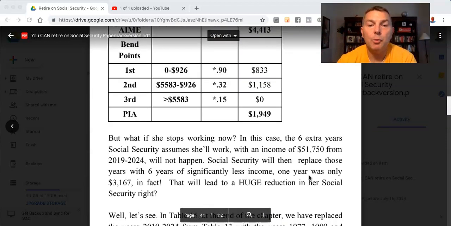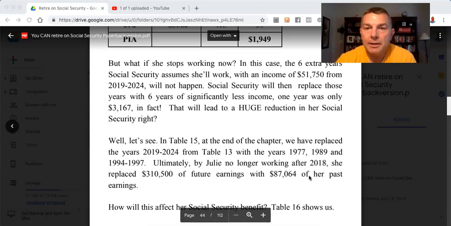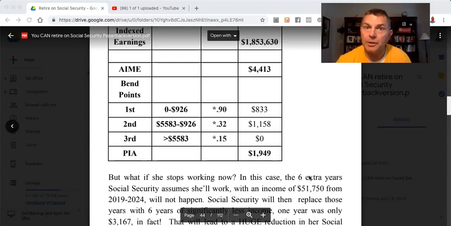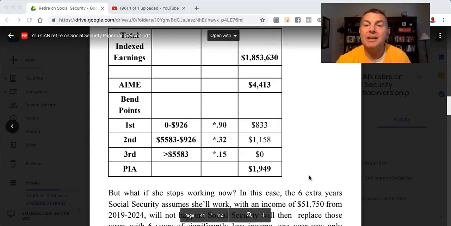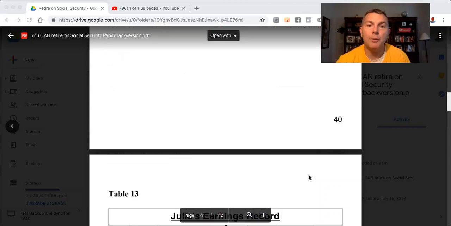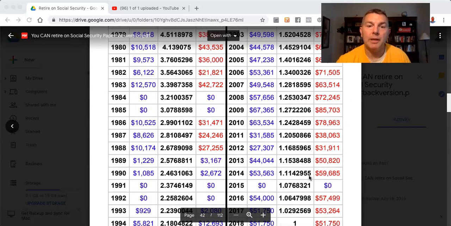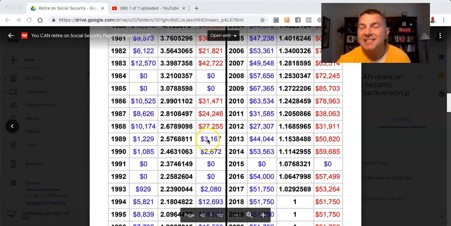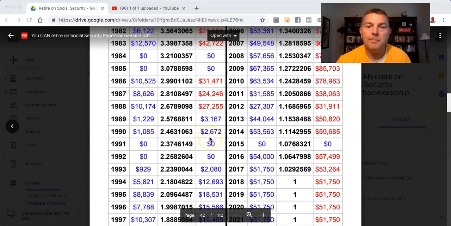All right. So what happens now? Social Security then will replace those years with 6 years of significantly less income. One year was only $3,167, in fact. That's going to lead to a huge reduction in Social Security, right? Because we're replacing 6 years of $51,750 with a bunch of smaller years. One is right here, $3,167, the least of her 6 smallest years. So that will go in.